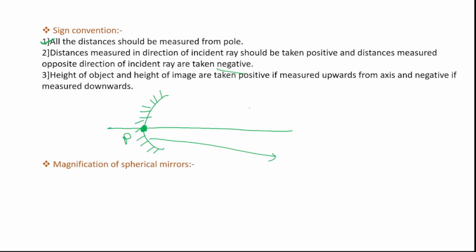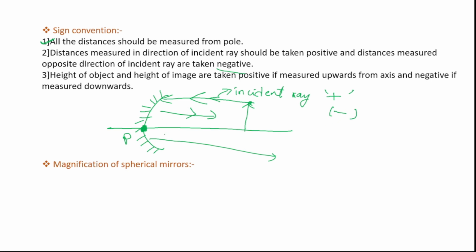So what is incident ray here? Consider here is an object. So a ray is falling onto this mirror through this object. So this ray will become incident ray, okay. This is an incident ray. So the distance measured in this direction, in this incident ray direction, will be taken as positive, and the distance measured in opposite direction, in this direction, that distance will be taken as negative, okay.